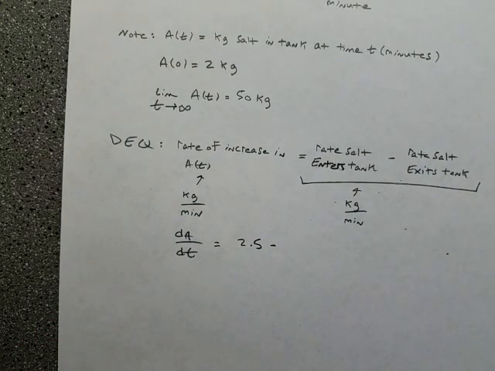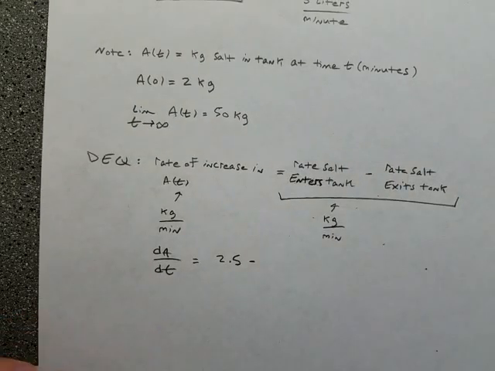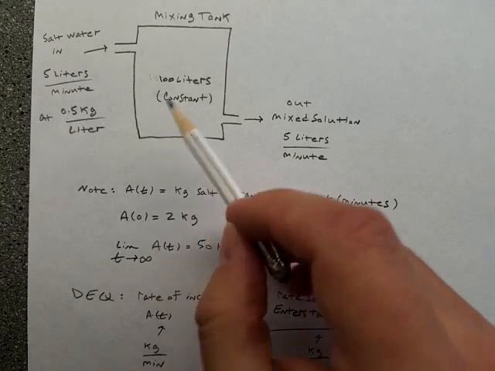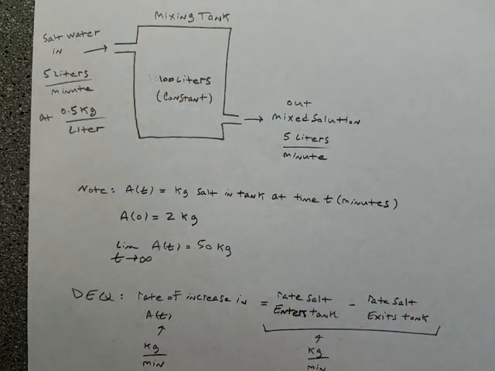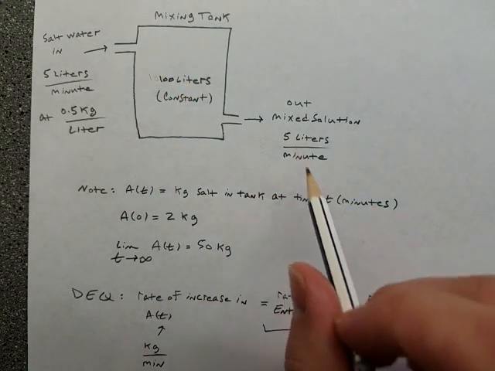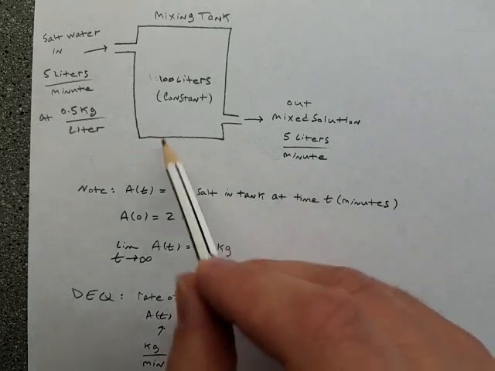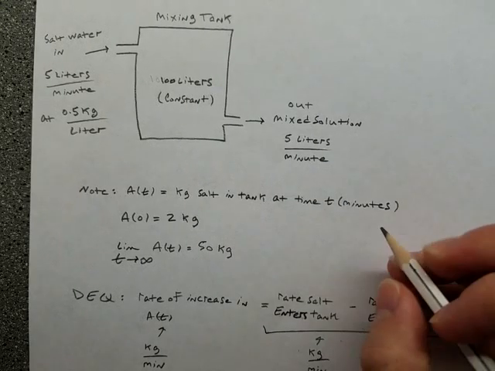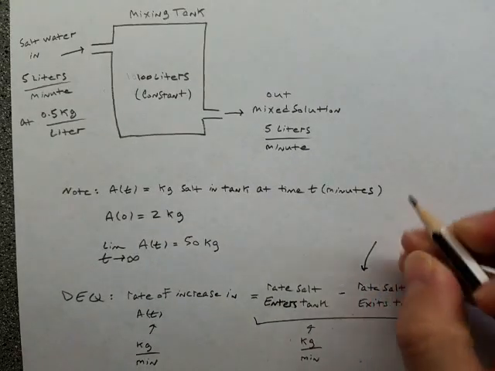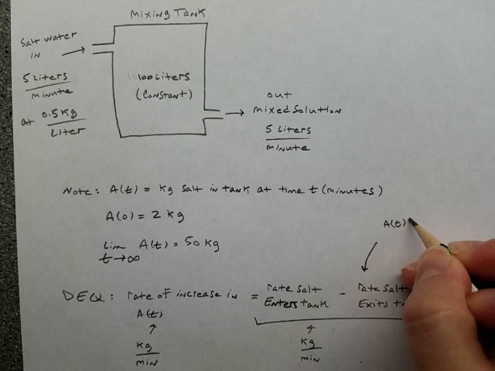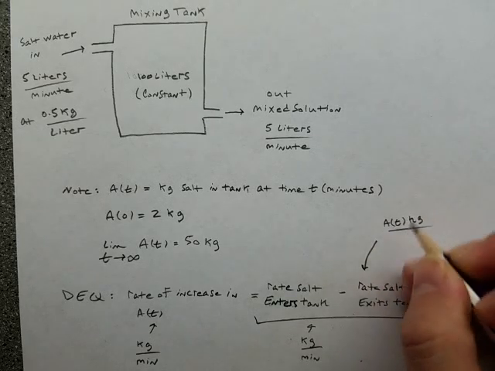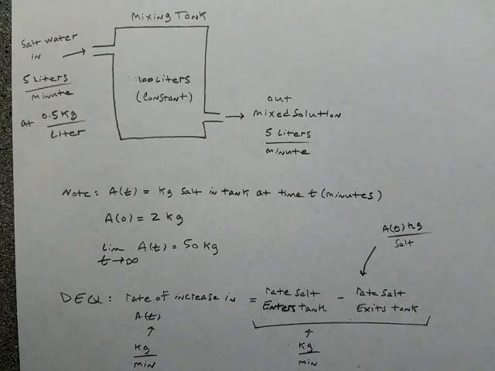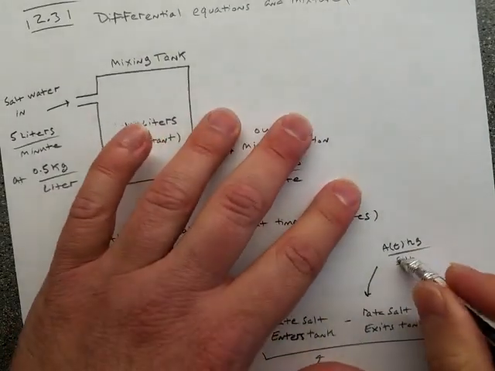Okay, about the rate that salt exits the tank. Well, so what's happening? Exiting the tank are, well, I guess we'd have to put it like this. Here's what happens. What's in here at any moment? Well, I guess we'd have to say at any moment there's A of t kilograms of salt in the tank. At any moment in time, that's what's there. All right. Let's do it like this, in fact.